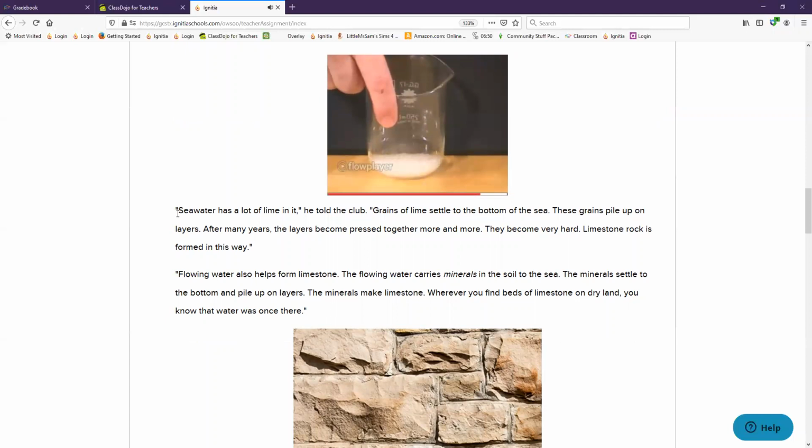Very interesting. Seawater has a lot of lime in it, he told the club. Grains of lime settle to the bottom of the sea. These grains pile up in layers. After many years, the layers become pressed together more and more. They become very hard. Limestone rock is formed in this way.